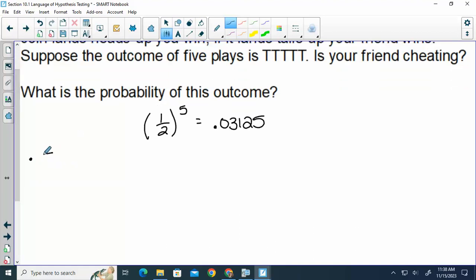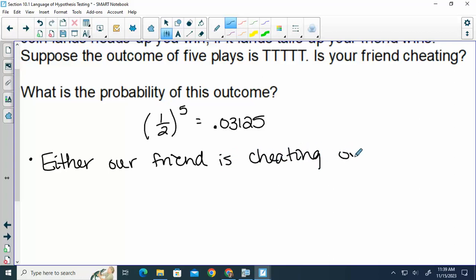So I would say from this, either our friend is cheating, or is very lucky. We know that would be highly unusual, but not impossible. So it would make us very suspicious that they were cheating, but not necessarily proof of it yet.